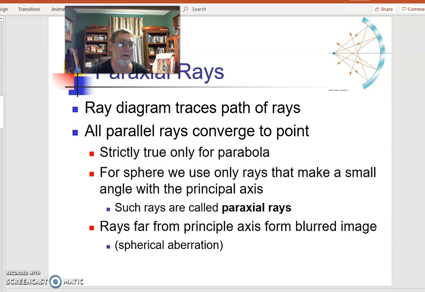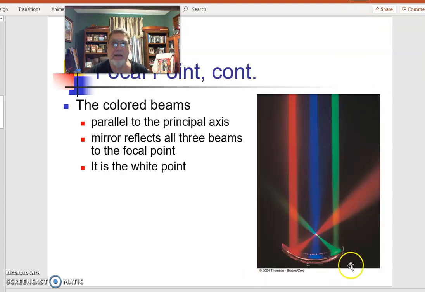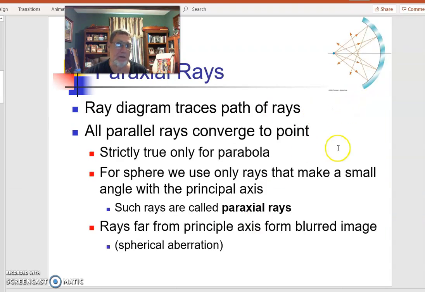Let me go here. So here's a slide that kind of shows that. We've got multiple rays coming in, all parallel, and they're reflected to a particular point. We're going to call that the focal point. And this one's nice because they use different color rays, and so you can see the white point. That's the focal point. That's what happens when rays come in parallel, or if they come in through the focal point and hit the mirror, they'll go back out parallel.